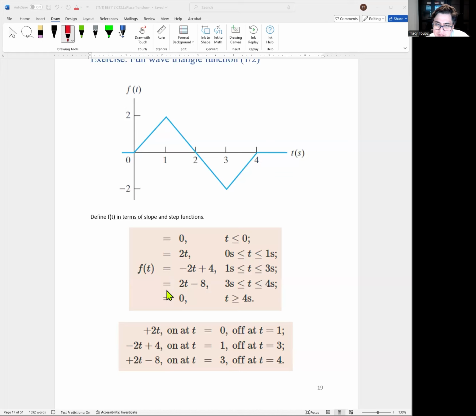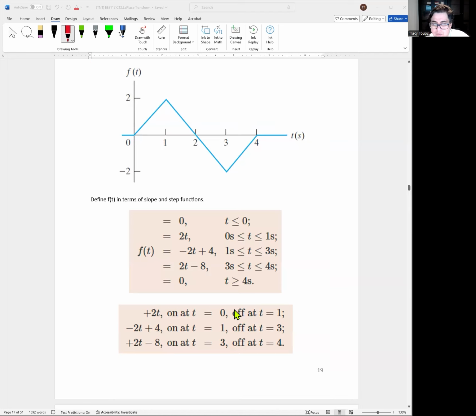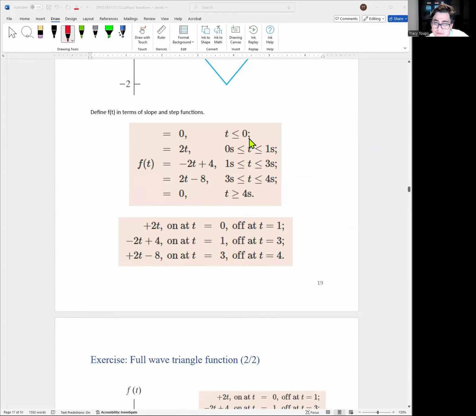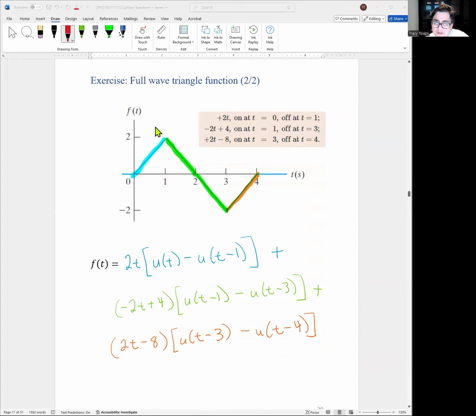So the middle 3 are the 3 major functions we're going to look at. We could condense it where we have 3 slopes. Positive 2t from 0 to 1, -2t plus 4 from 1 to 3, and positive 2t minus 8 from 3 to 4. So these 3 are the 3 zones we're going to make our functions off of. Okay. So here we got 3 slopes. Now we know our slopes. It's just a matter of taking these t equals off and on into a window function with our unit step building blocks.